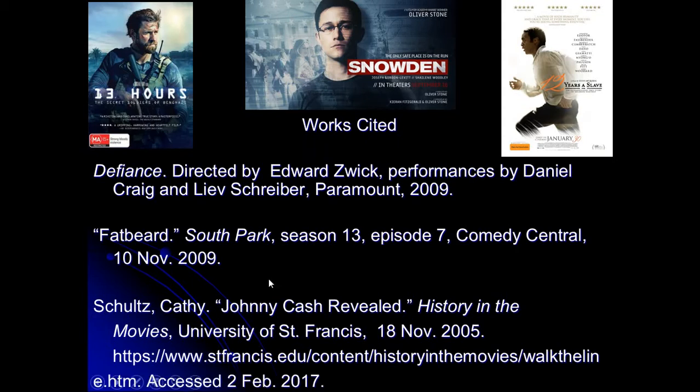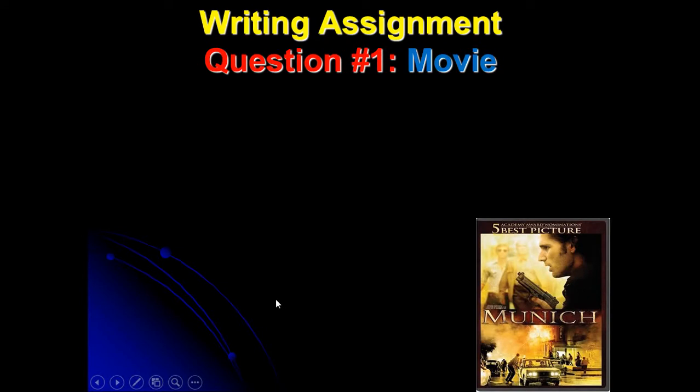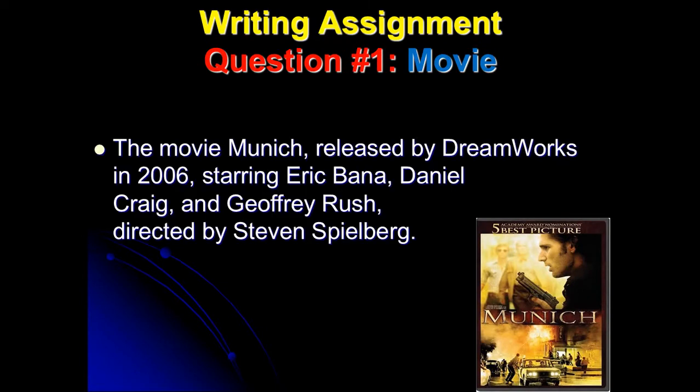So here is your first question for your writing assignment. Here is the information that I'm giving you. The movie Munich, released by DreamWorks in 2006, starring Eric Bana, Daniel Craig, and Jeffrey Rush, directed by Steven Spielberg. So I want you to take all of this information, look at how you are supposed to format a works cited for a movie, and put it together in the right order. Make sure that you are italicizing things that need to be italicized.